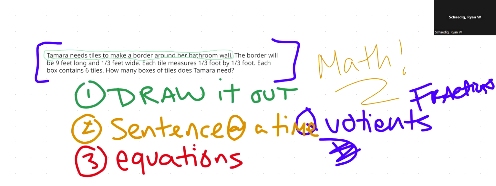Okay, so I already got things drawn out. I'm feeling good. We're gonna go back. Let's go to the next sentence, right? Thinking about one sentence at a time, and that says that the border will be 9 feet long by 1/3 feet wide. Okay, so a couple things pop out to me.